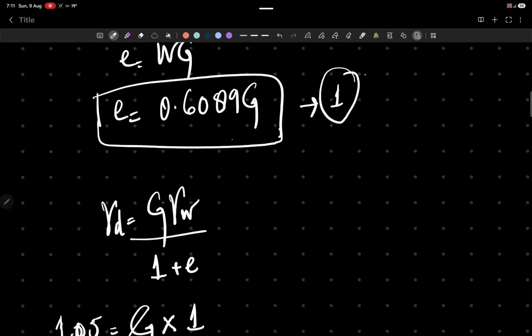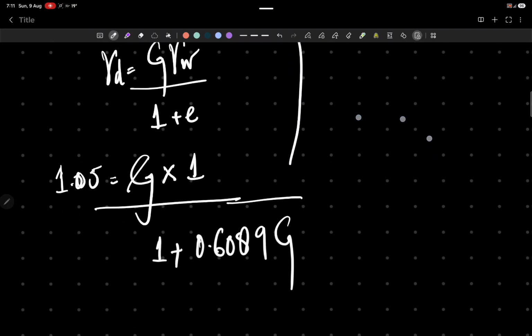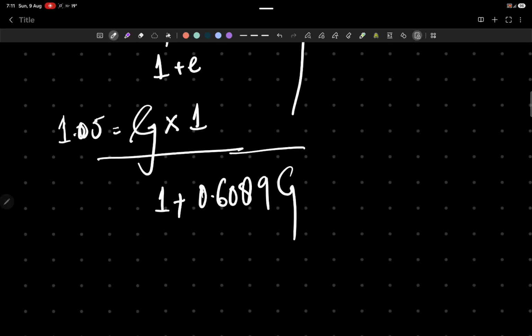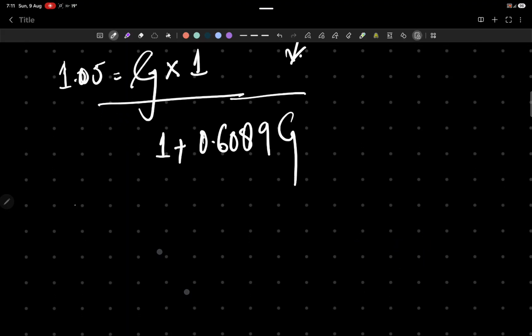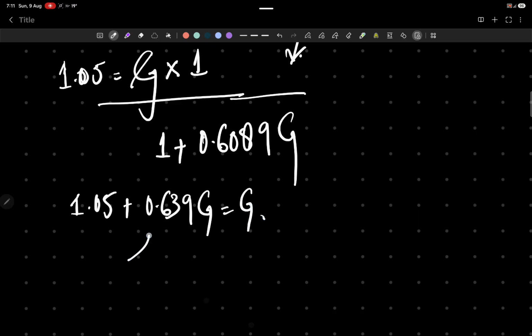Alright, we have substituted the value of equation 1 over here, and this became equivalent to this. Upon calculating, it becomes 1.05 plus 0.639 G is equal to G, or G is equal to 2.90.